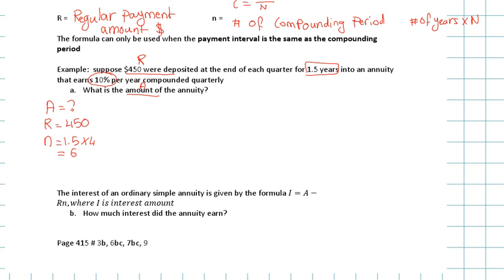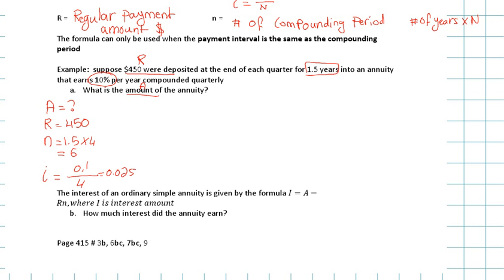And then my I is 10%, so 0.1 divided by 4. Remember that for your I, you divide the rate by the compounding period. So what's 0.1 divided by 4? 0.025. Now I have everything I need. All I have to do is plug them into the formula.